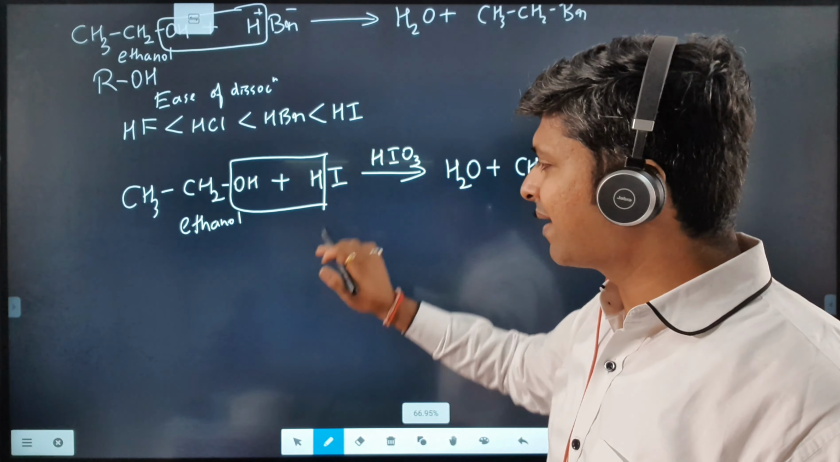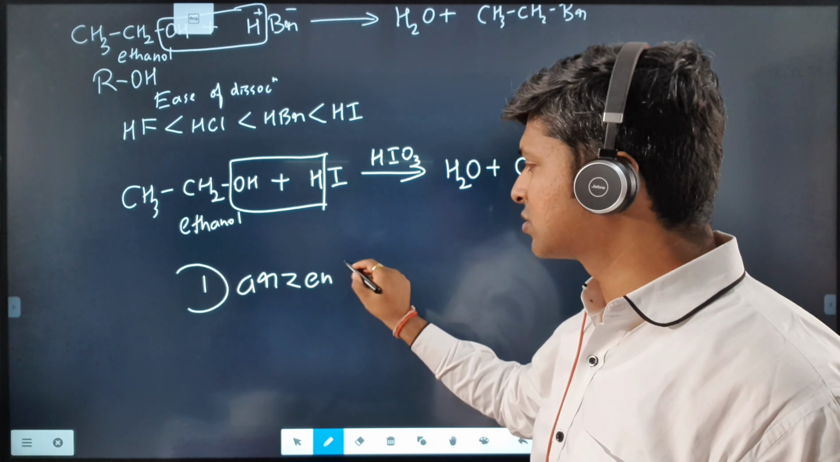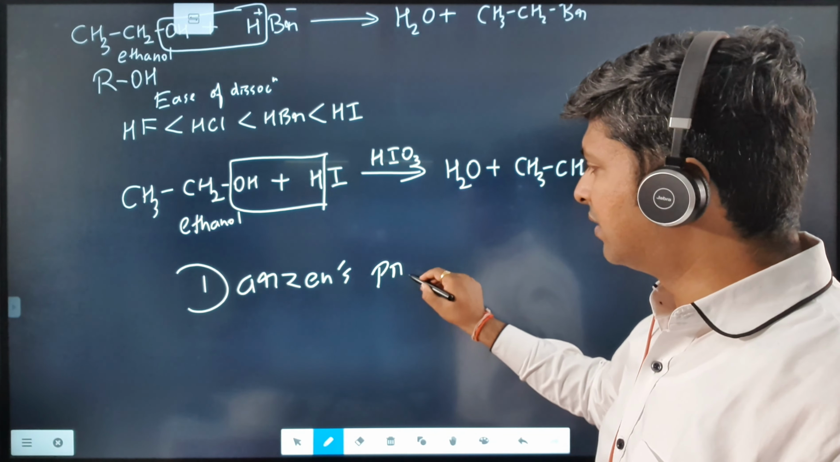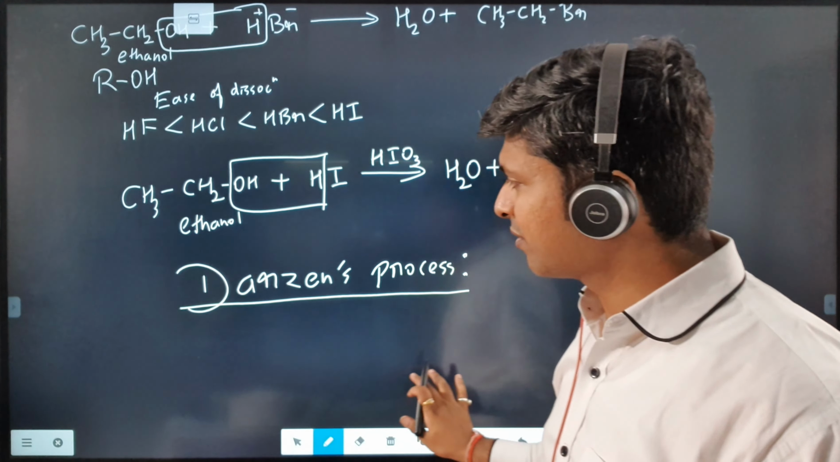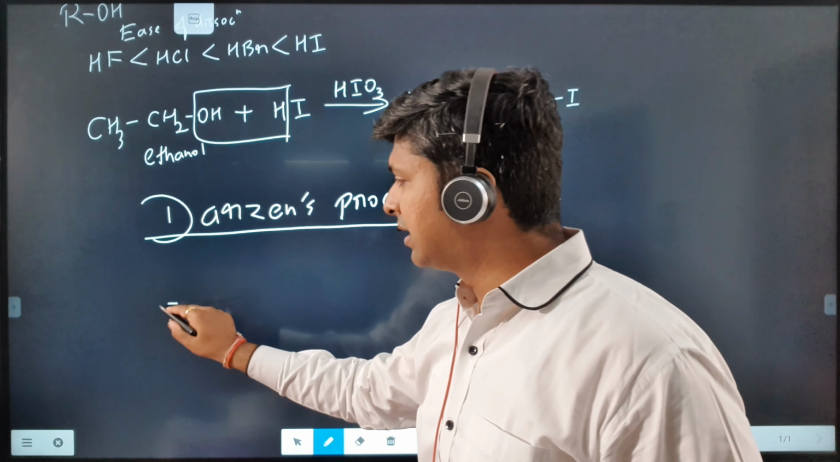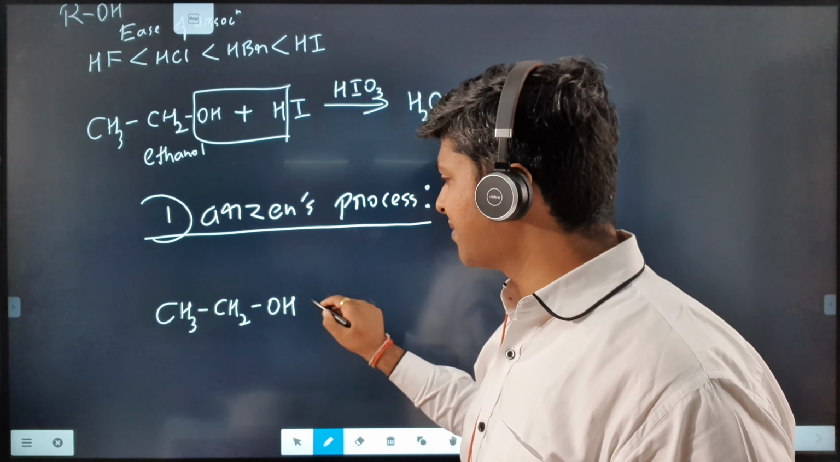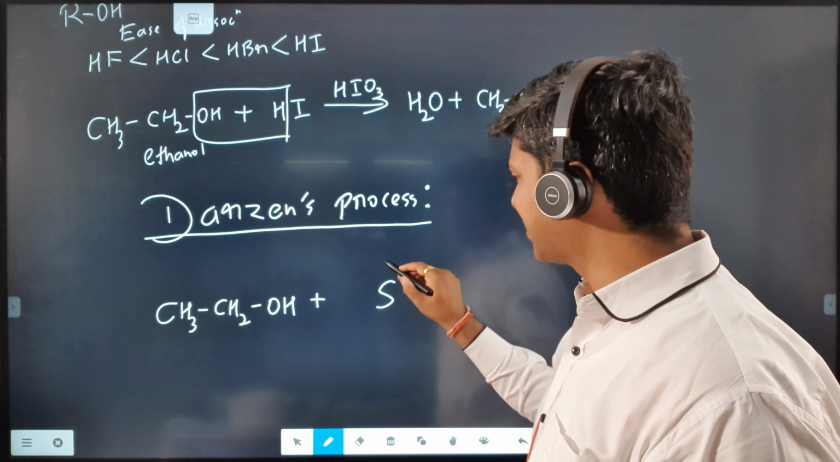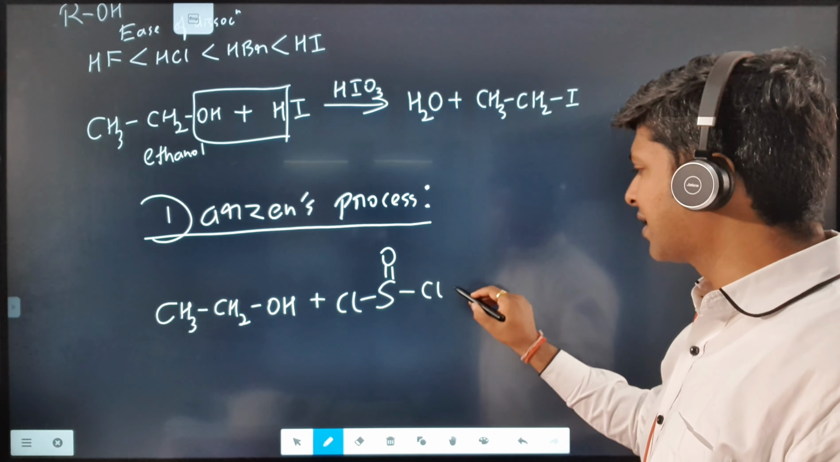Now the second method is by using SOCl2. This process is called Darzens' process. It is also the chemical method for preparation of haloalkane, the commercial method. Why is it the commercial method? Because both the byproducts which are obtained are gases. Let me write SOCl2 like this: S double bonded to O, with Cl and Cl. This is the structure of SOCl2.